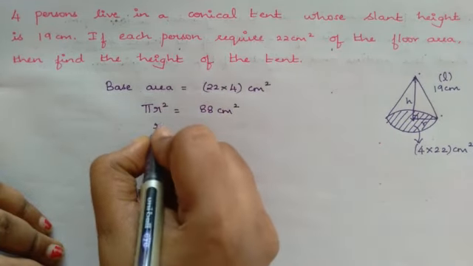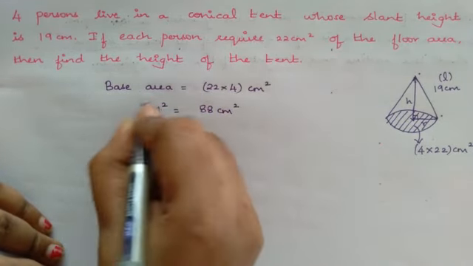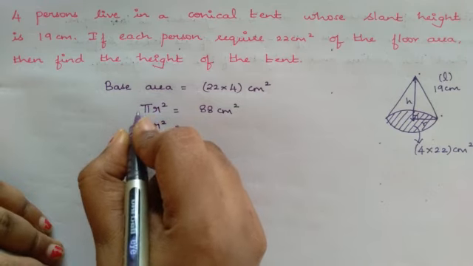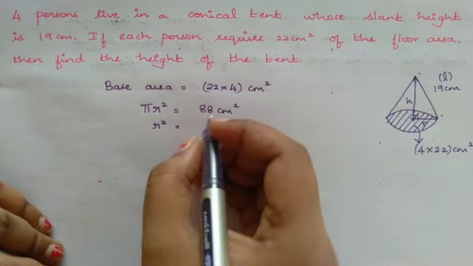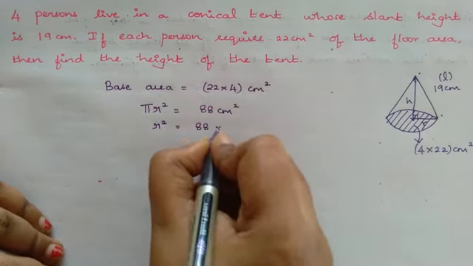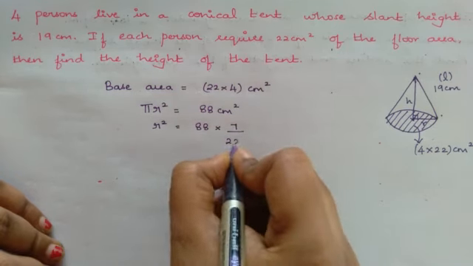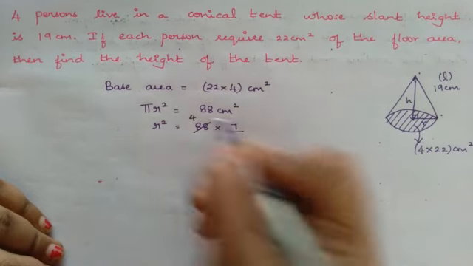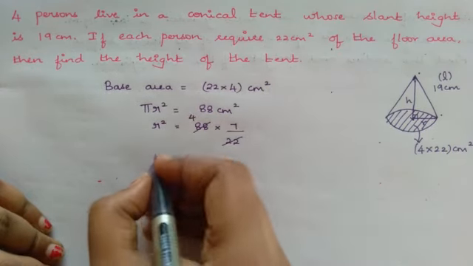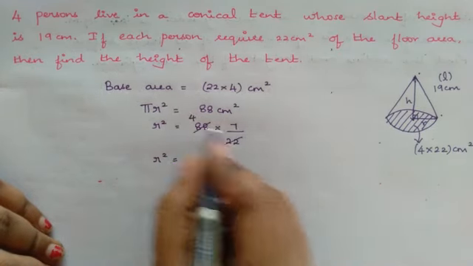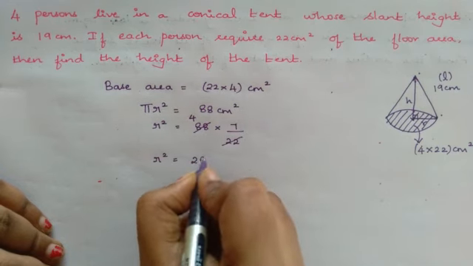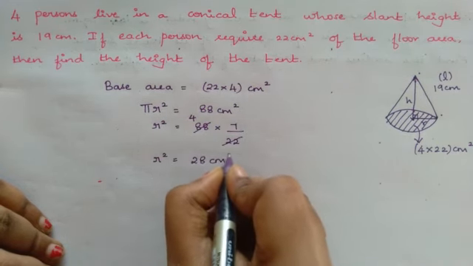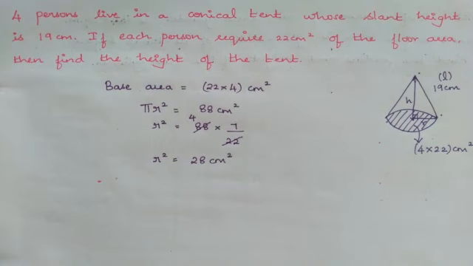So for r square, pi we will usually take as 22 by 7. Take 22 by 7 to that side, it goes in the reciprocal form as 7 by 22. So 22 into 4 becomes 88. So r square is equal to 4 into 7, 28 centimeter square. We need not identify r from this. Let's have r square as it is.